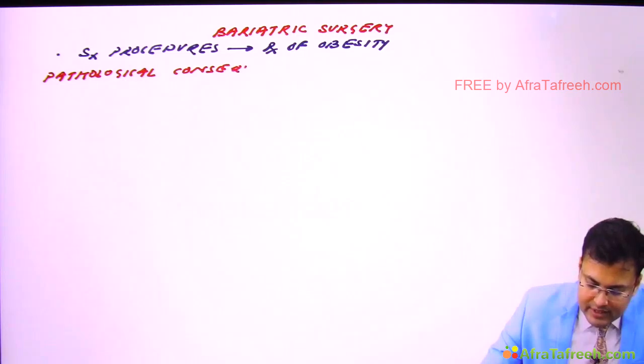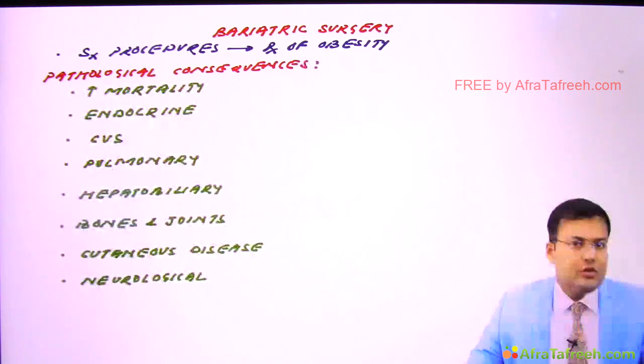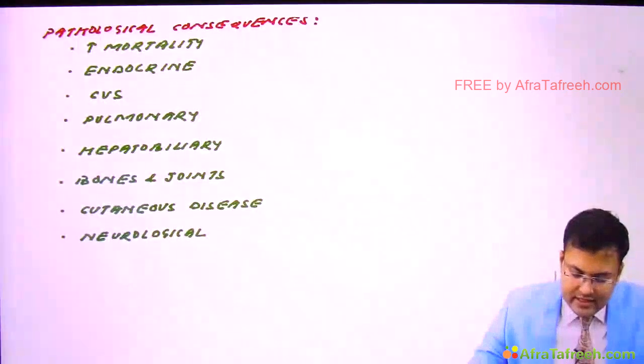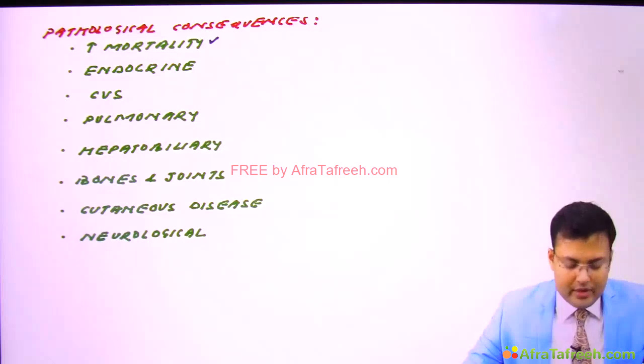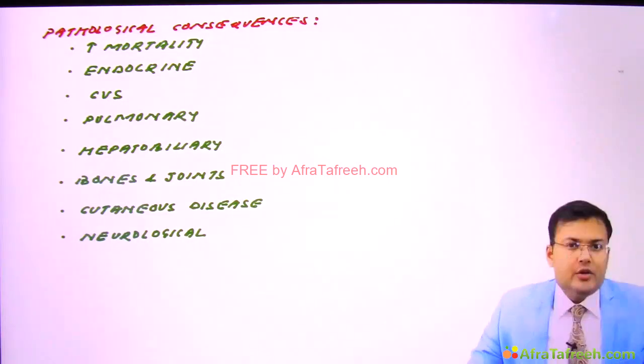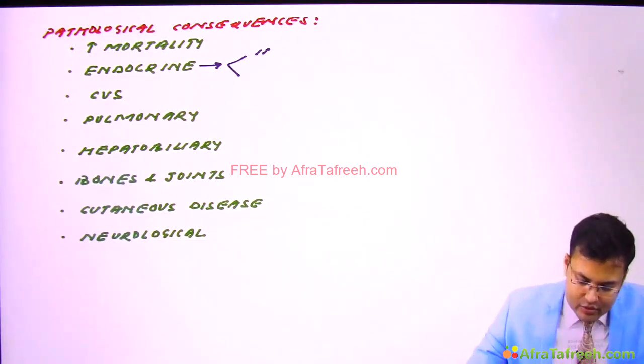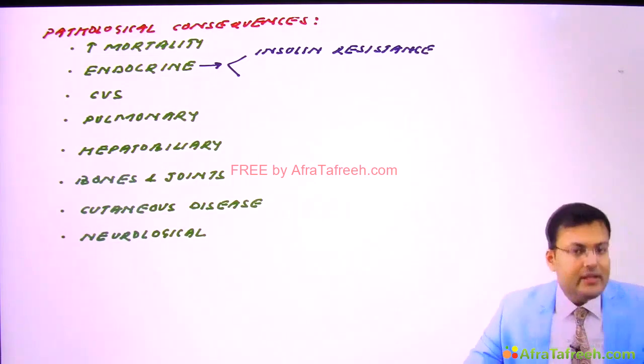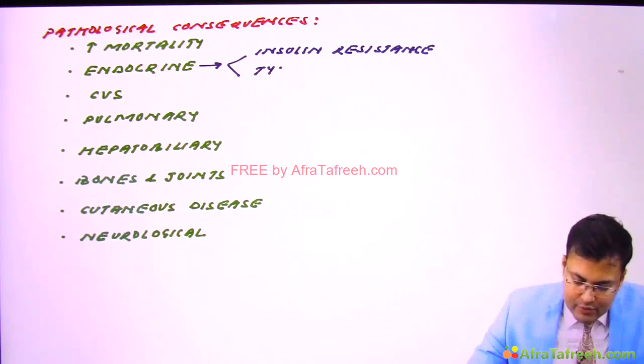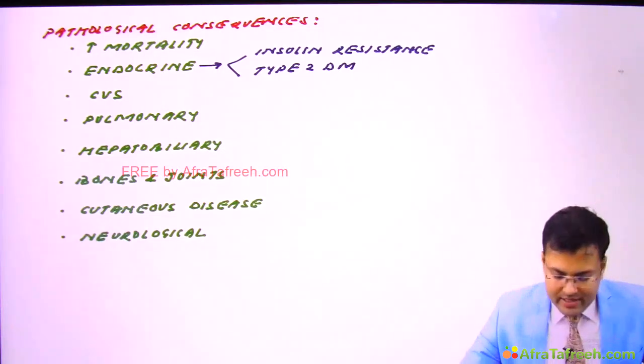Pathological consequences, system wise. In patients of obesity there is increased mortality. And what are the consequences on the endocrine system? Patients of obesity have insulin resistance, so there is increased risk of insulin resistance, and that's why these patients are prone to develop type 2 diabetes mellitus.